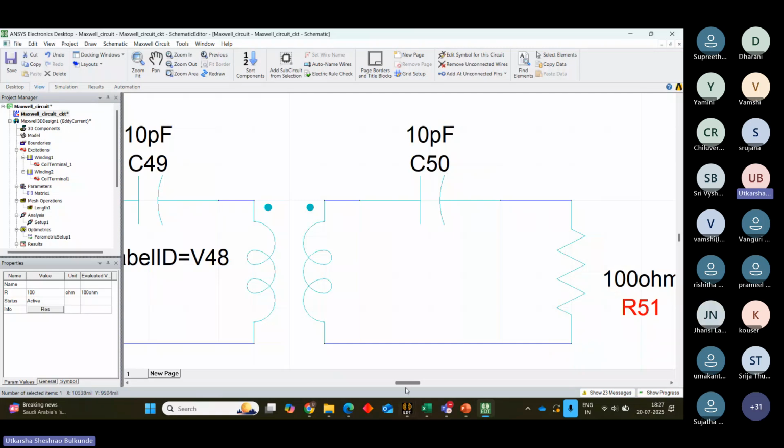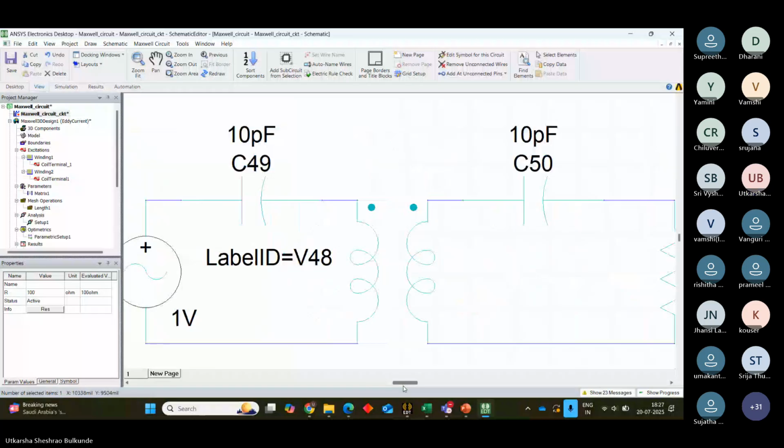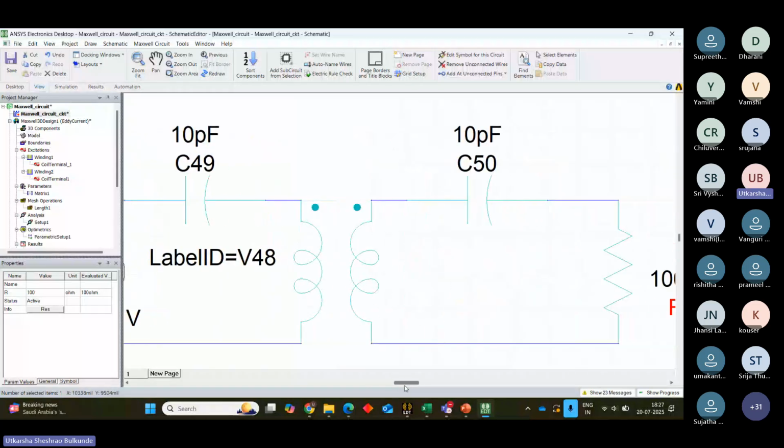So you guys understood how we have made this circuit? I have just discussed how we got this equivalent circuit, that you understood, right? And how we made it, how we simulated this circuit here, that you understood? Yes, ma'am. Okay, good.